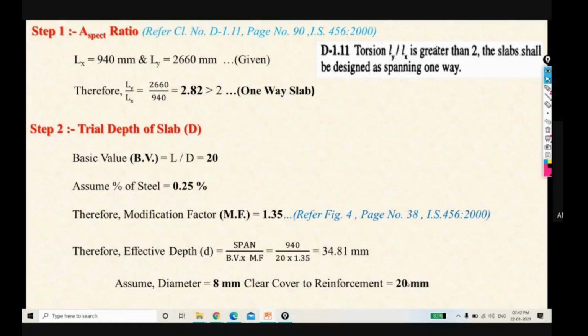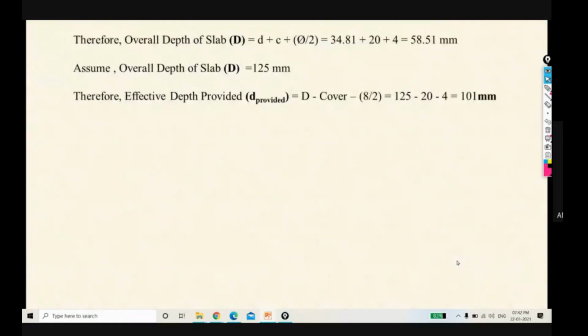So for that depth just consider the diameter of bar, let's say we are going to provide the 8 mm bar, and clear cover to reinforcement is 20 mm, already we have decided. Now as per this diameter and the reinforcement, just calculate overall depth. The formula for overall depth is D, means effective depth plus clear cover plus phi by 2. So how will this total depth come?